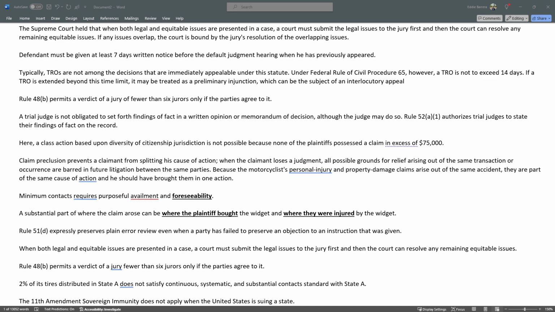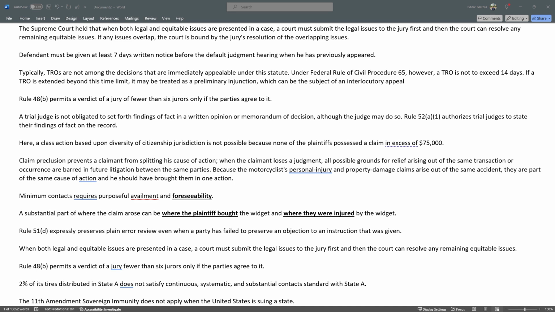When both legal and equitable issues are presented in a case, a court must submit the legal issues to the jury first, and then the court can resolve any remaining equitable issues. Rule 48(b) permits a verdict of a jury of fewer than 6 jurors only if the parties agree to it. 2% of its tires distributed in State A does not satisfy the continuous, systematic, and substantial contacts standard with State A.